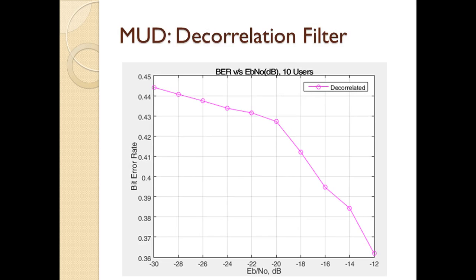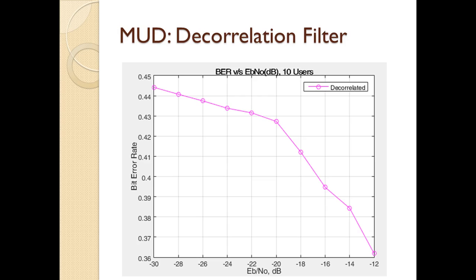Next, a decorrelation filter was modified into the simulation. A decorrelation filter is a linear MUD algorithm that attempts to apply the inverse of the correlation matrix to achieve decorrelation with the matched filter. The MATLAB simulation results obtained when utilizing a decorrelation filter in a CDMA system are shown.